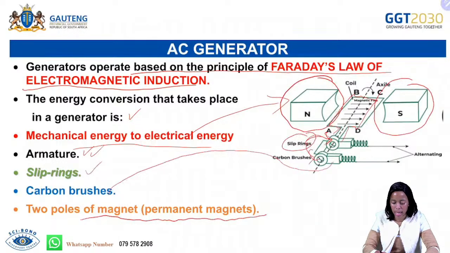And then these lines here are just a representation of the magnetic field lines. So the magnetic field lines are going to be moving from the North Pole all the way to the South Pole there.